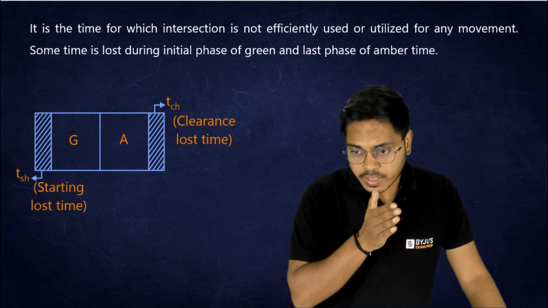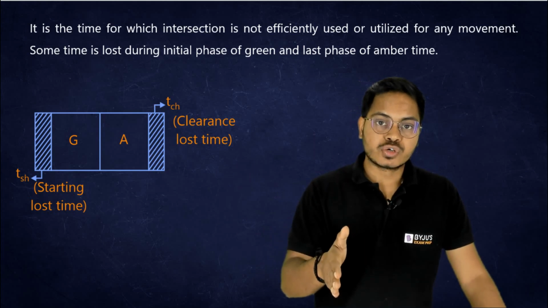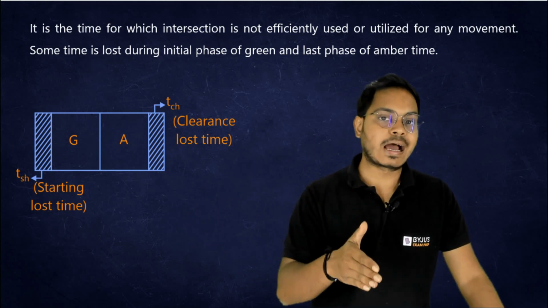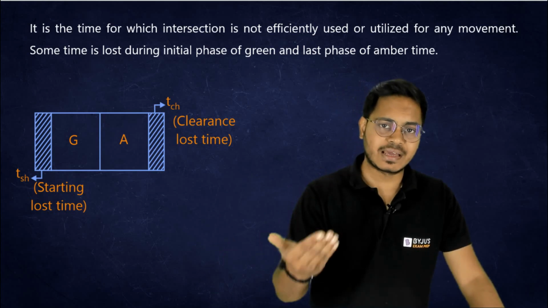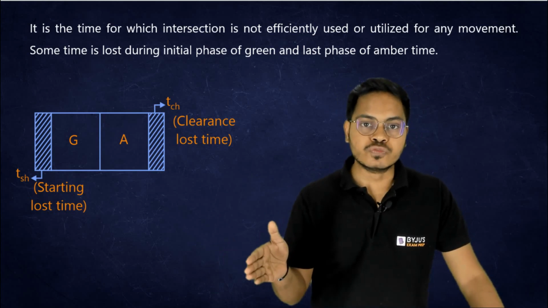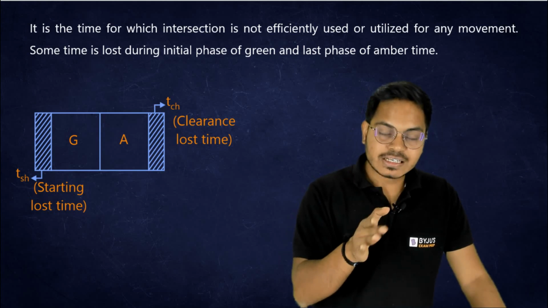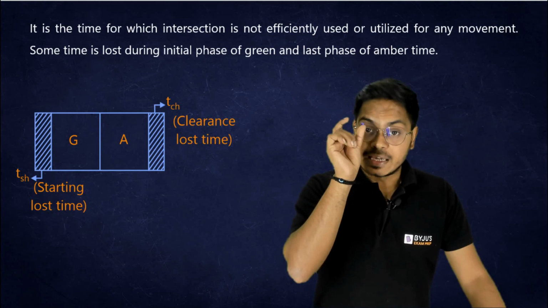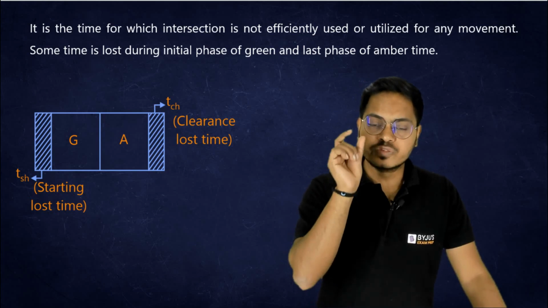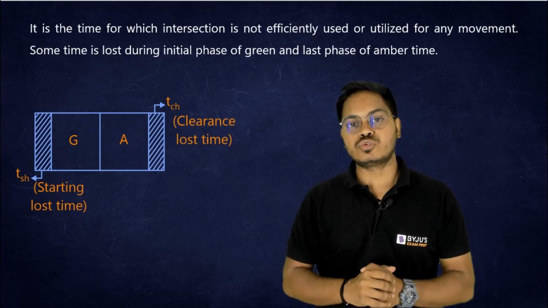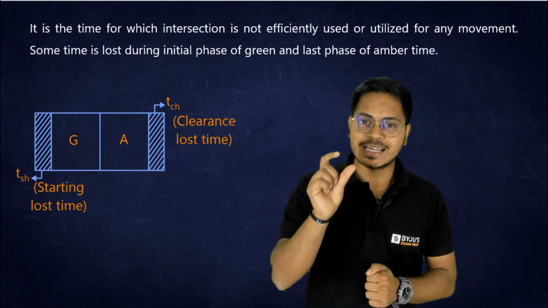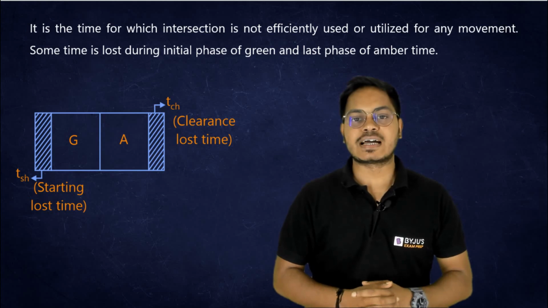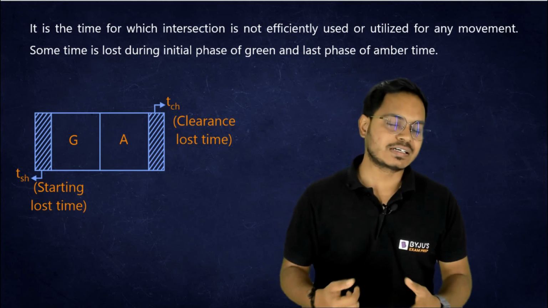So for any duration in which you were allowed to move, that is the green light and the amber light duration, you are allowed to move, but the vehicle did not utilize that time. So the time in which you were allowed to move, if you waste any time of that particular section, will be considered as the loss, or you can say the time lost.